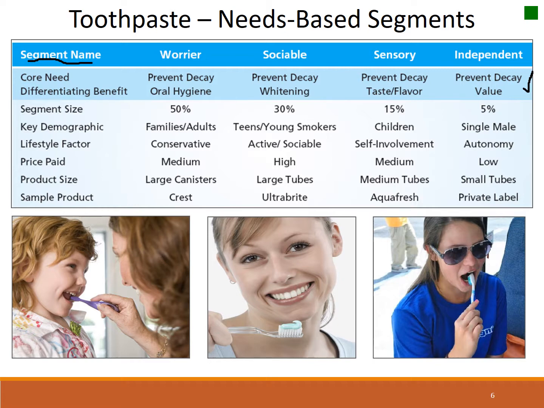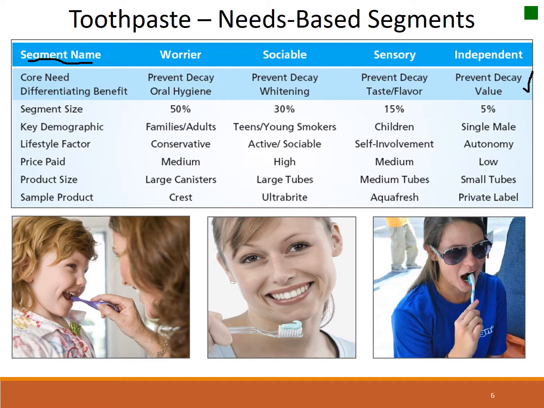Some people want strictly white teeth. Others want hygienically clean teeth over that. Some people really have a thing. They want to make sure their toothpaste tastes well. So the oral hygiene person may be willing to sacrifice taste, for instance, if it does a better job medically cleaning their teeth. The person who wants value may be willing to give up some of the teeth whitening properties if they can save some money, for instance.